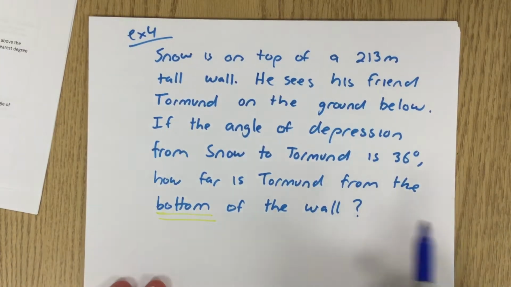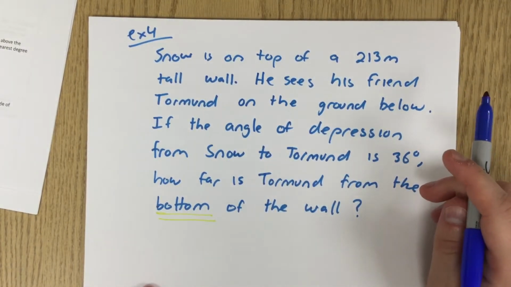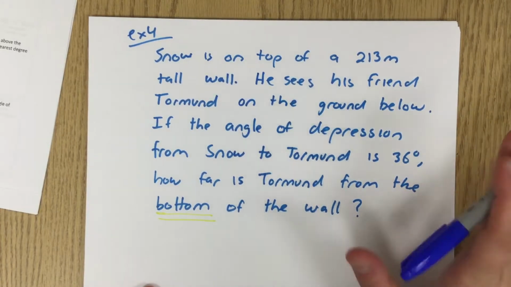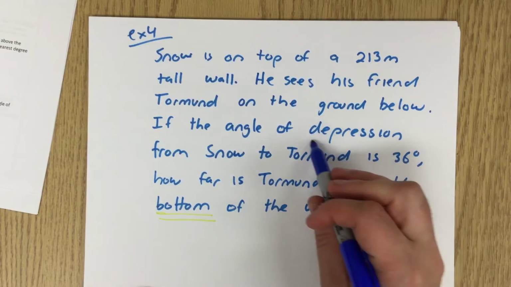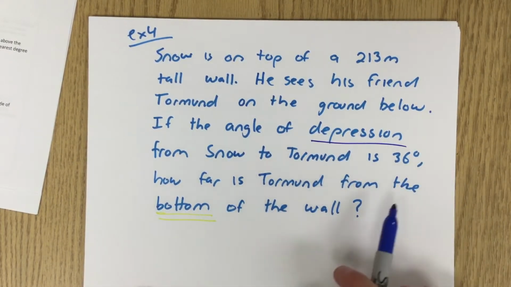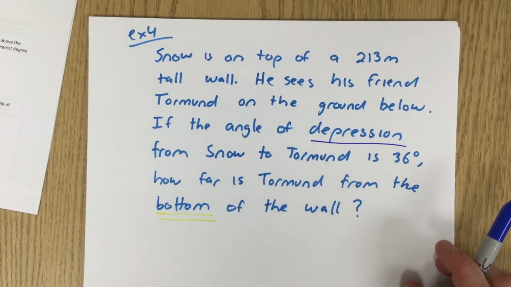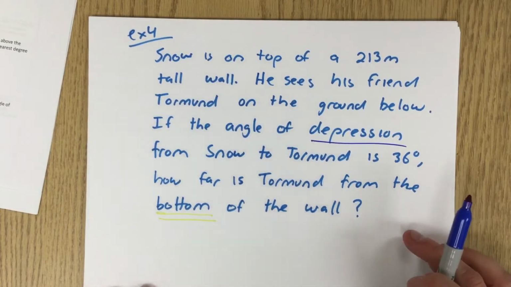Example 4. Snow is on top of a 213-meter tall wall. He sees his friend Tormund on the ground below. The angle of depression, which is obviously the key part of this question, from Snow to Tormund is 36 degrees. How far is Tormund from the bottom of the wall?